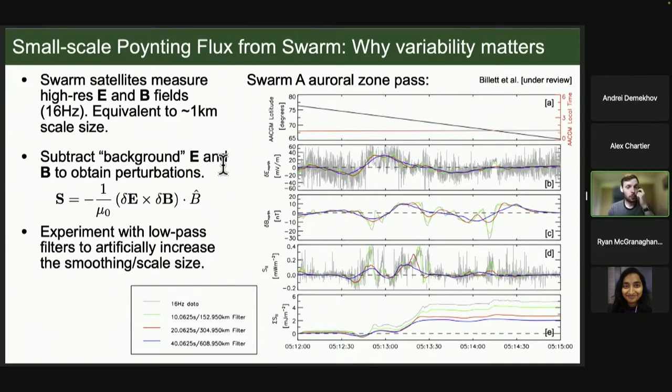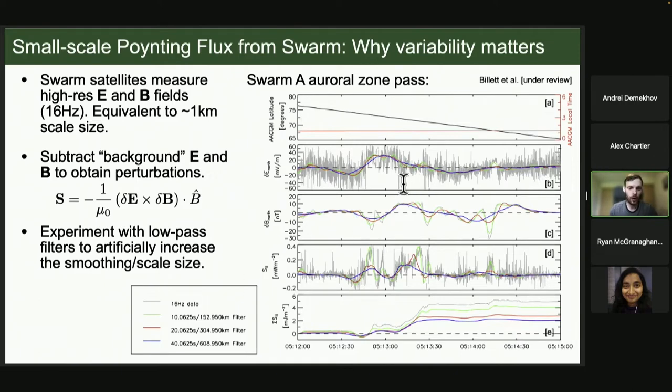So if we want to extract the Poynting flux caused by electric field variability, first we should subtract the background electric field that's caused by the large scale convection. We do that by simply subtracting a very long low pass filtered version of the data set. Then when we have delta E, we can play around with varying low pass filter sizes to artificially smooth out the data to larger and larger scale sizes. For example, if we use around about a 10 second filter on the 16 Hertz data, we're effectively smoothing out the spatial scale to about 150 kilometers.